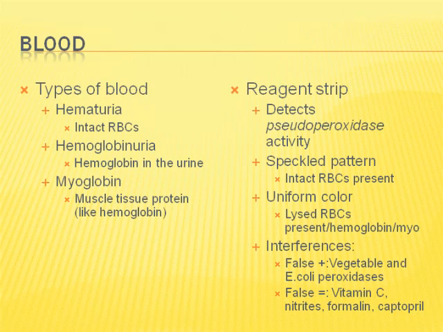The next pad on the dipstick is blood. There are different types of blood that can be detected. Hematuria is literally blood in the urine, and this means intact red blood cells. Hemoglobinuria is hemoglobin in the urine, meaning the red blood cells somewhere along the line burst and release the hemoglobin into the urine. Myoglobin is a protein that is found in muscle tissue. It's very similar to hemoglobin, but that also can be found in urine.